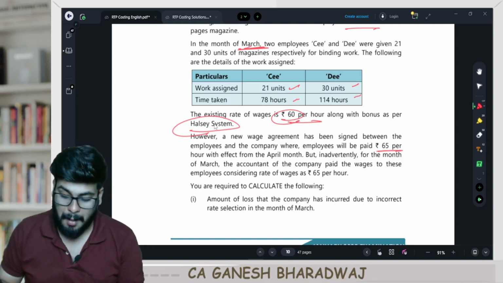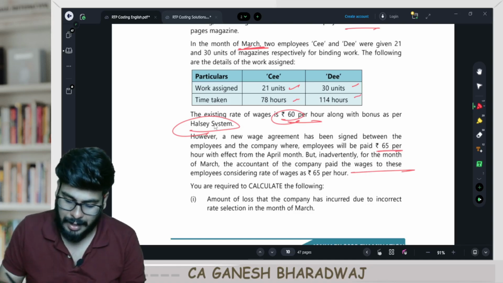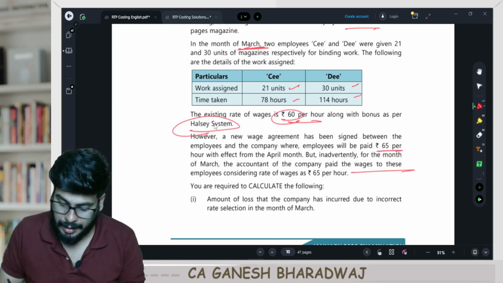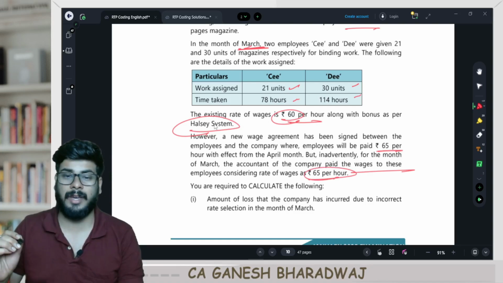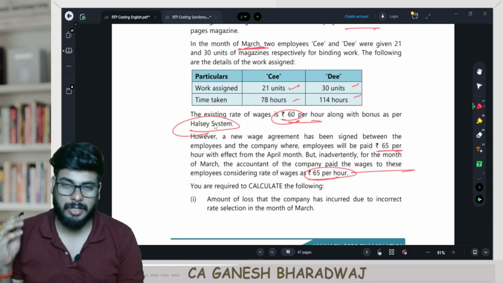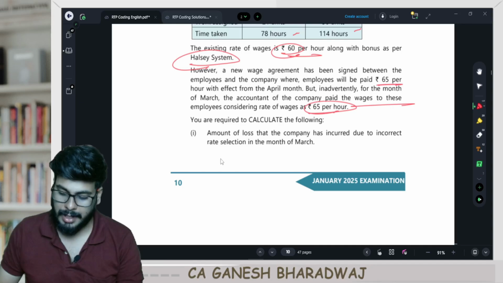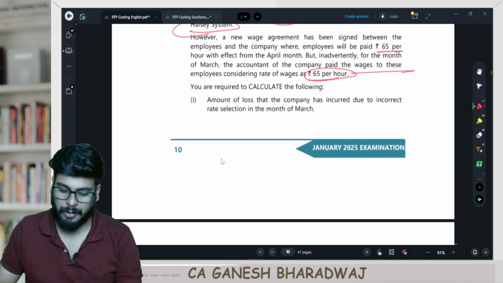This is an agreement. But inadvertently for the month of March, the accountant of the company paid the wages to these employees considering the rate of wages as rupees 65 per hour. So per hour he has paid how much? 5 rupees more, 65 minus 60. You are required to calculate the amount of loss that the company has incurred due to the incorrect rate selection in the month of March.